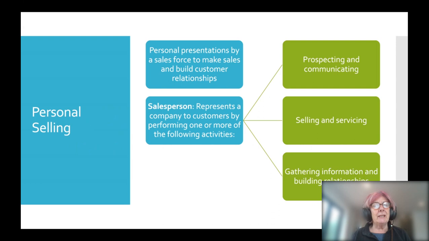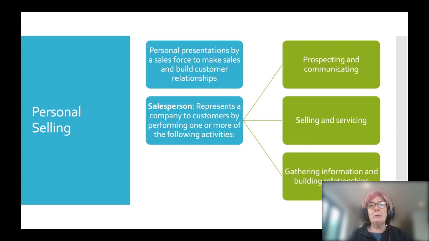So let's start by thinking about personal selling. What do we mean by personal selling? Well, this is personal presentations by a sales force to make sales and to build customer relationships. And those personal presentations, of course, are done by salespeople. These are the people who represent the business to the customers by performing one of 3 different kinds of activities, really, or all 3 activities.